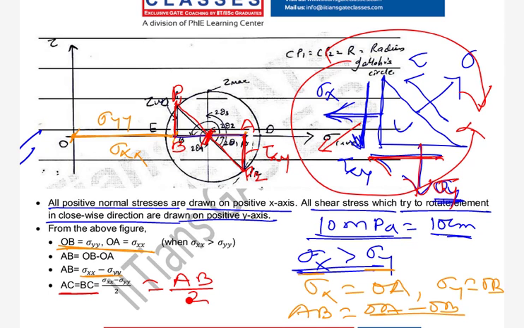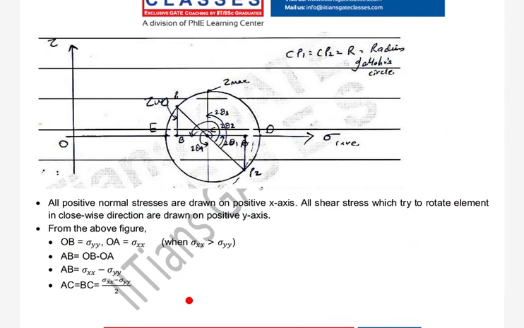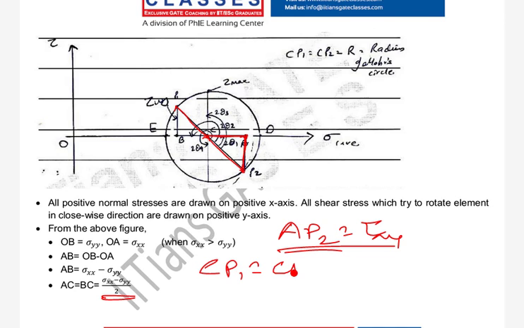Okay. Now guys, I will rub these things. Okay, I'll rub. What I can see here, I know AB and AC, right? So what is my AB and AC? This distance. Then I know this distance. What is that distance? AP2. AP2 is what? Tau xy, right? So what is this? CP2 or CP1? Anyone? CP1 or CP2 is nothing but the radius of Mohr circle.